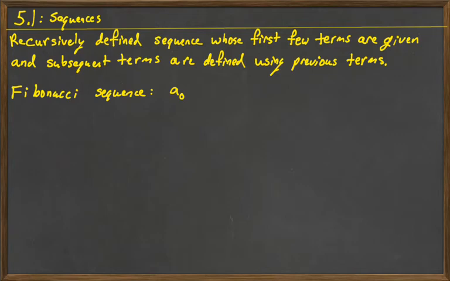Oftentimes the first term of the sequence is a0. So a0 and a1, the first two terms, are going to be defined as 1. And a_n is going to be equal to the previous two terms. So a_n is equal to a_(n-1) plus a_(n-2), the previous two terms. And of course we have to do that for n greater than or equal to 2. So starting with the third term of the sequence, you start adding the previous two.